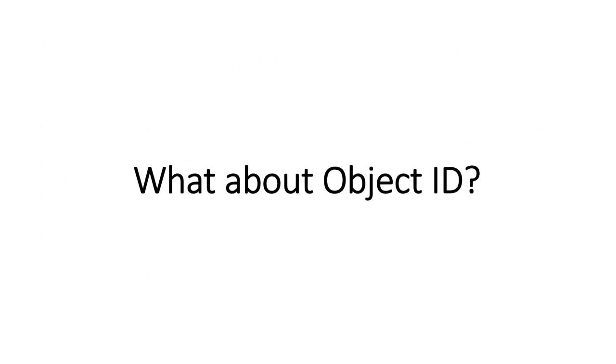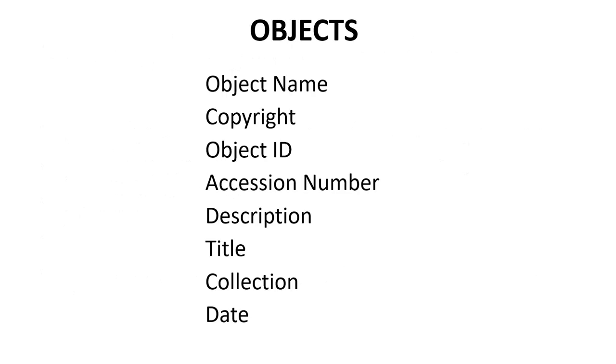So here's what you'll do. Grab a pen and paper, and at the top, write objects. Make a list of all the fields you use when doing data entry for your object items. This list may be long or it may be short. Either way is okay.